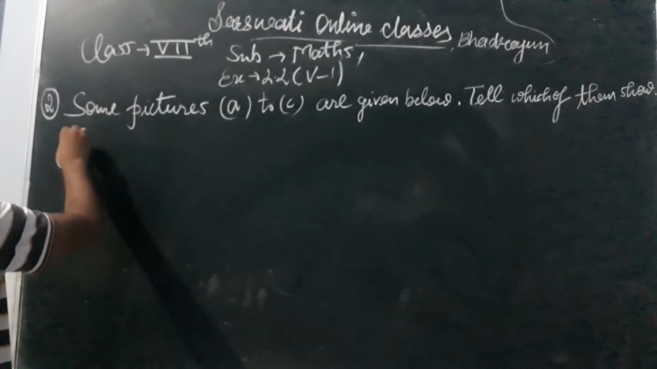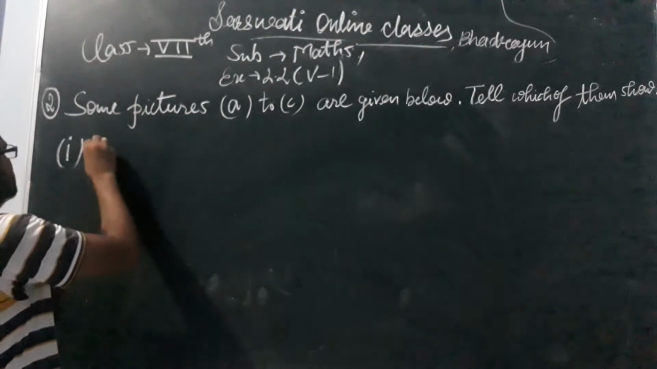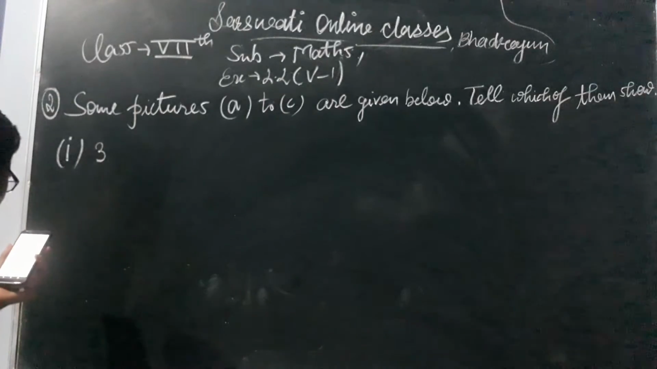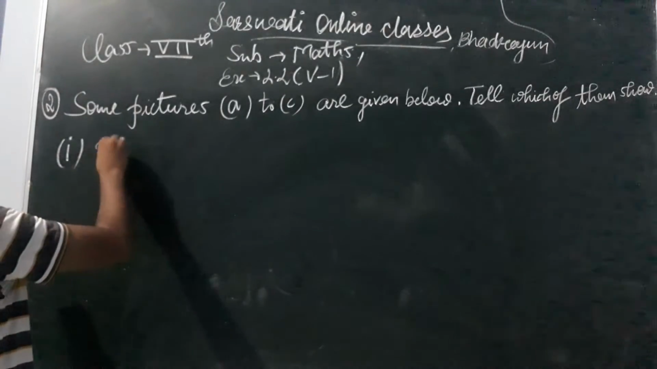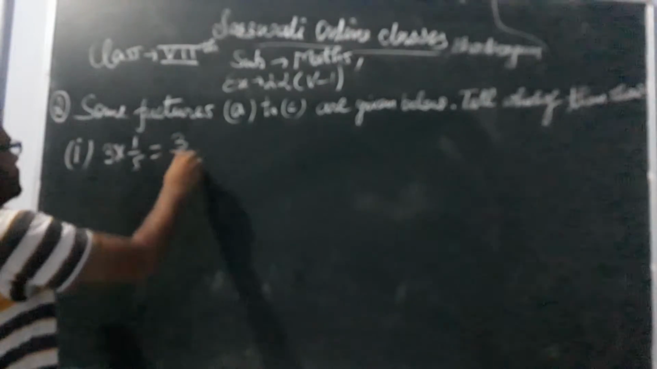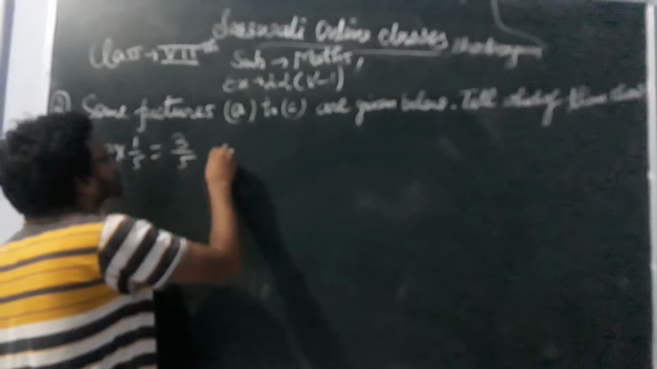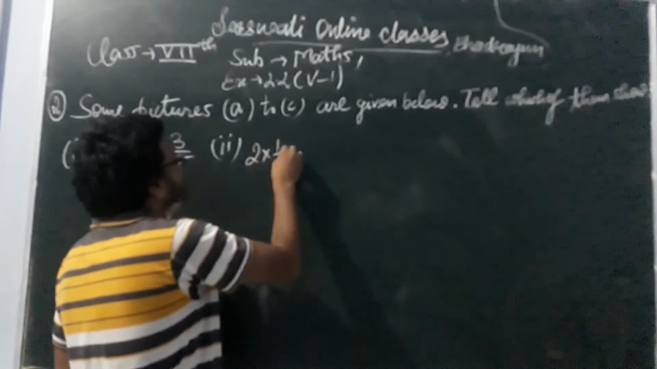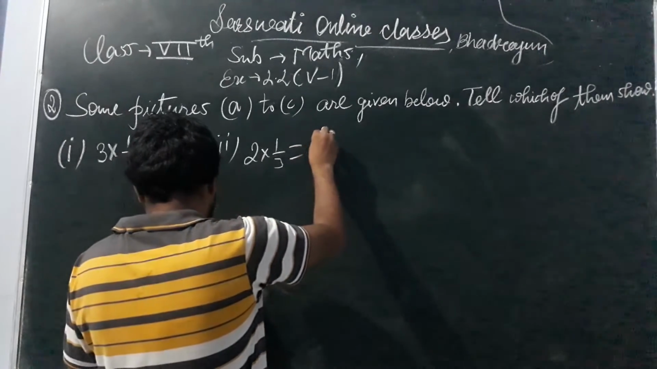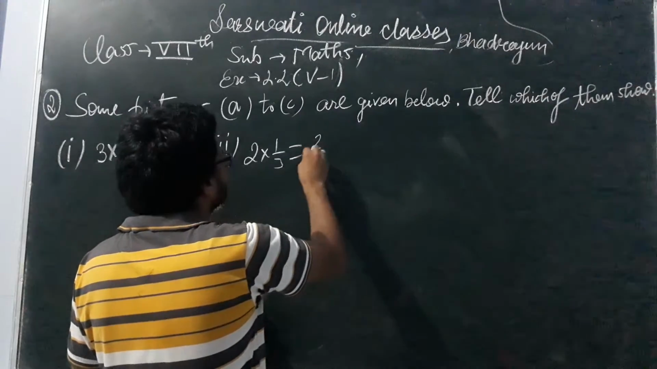First one is, question number second, part first is 3 into 1 by 5. This is equal to 3 by 5. Our second part is 2 into 1 by 3, which equals 2 by 3.